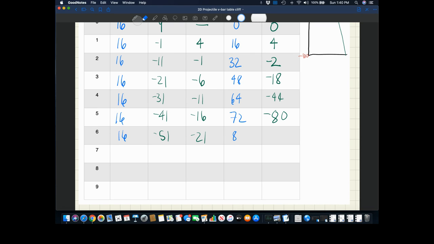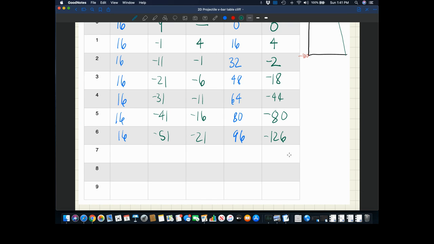We made a mistake here before. It wasn't 18s, it was 16s. So this is 80 and this is 96. And the vertical is minus 21 times 6, which is minus 126.